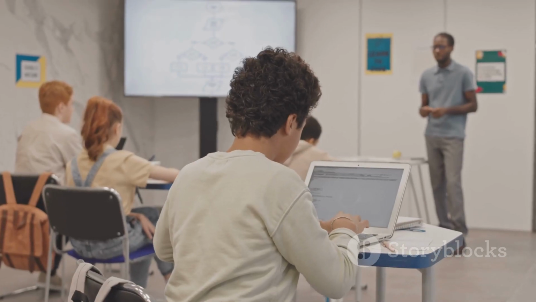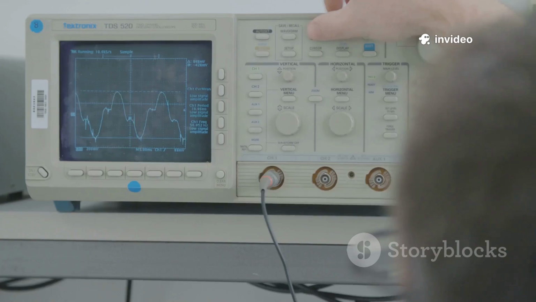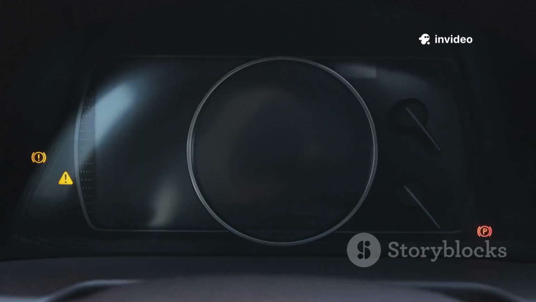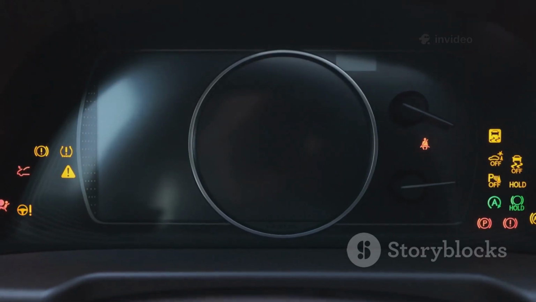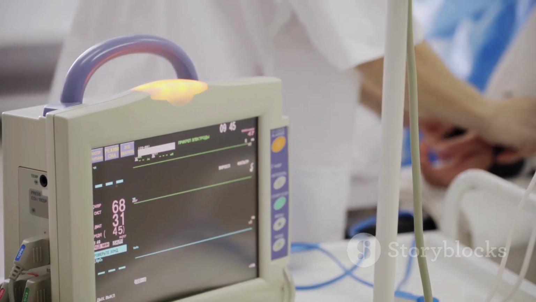Let's check your understanding with a quick quiz. Which type of computer uses binary code? Digital computer. What is a hybrid computer? A computer that combines analog and digital features. Give one example of an analog computer: speedometer, thermometer, or analog clock. Which type of computer would help a doctor monitor heartbeats? Hybrid computer, like an ECG.